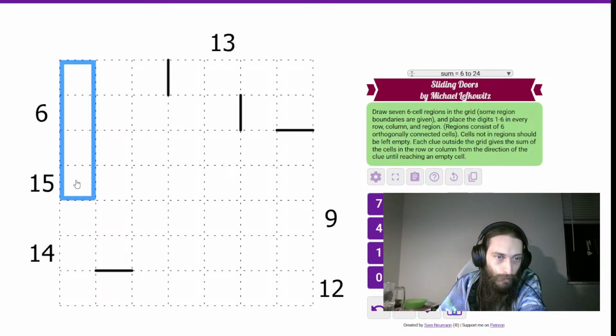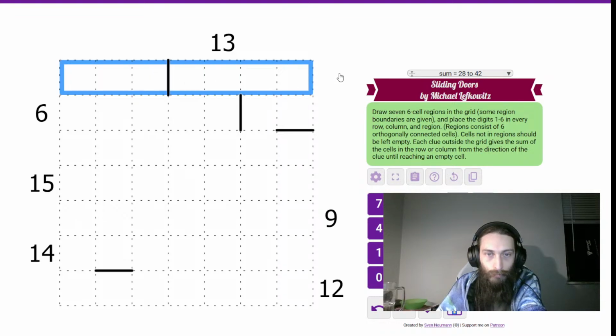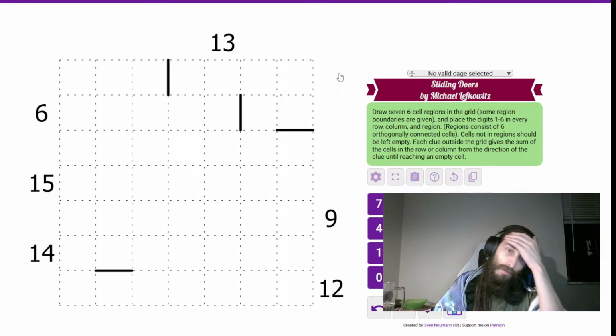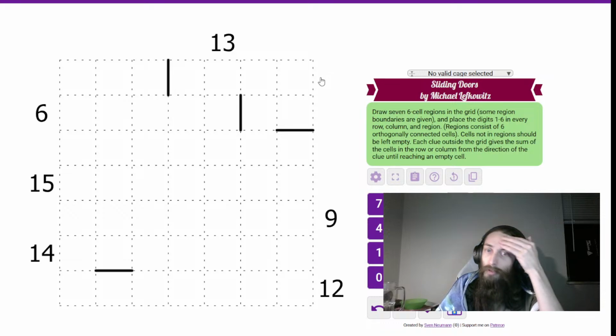So 1, 2, 3, 4, 5, 6, 7. Okay, so there's an empty cell in each row. Each clue outside the grid gives the sum.